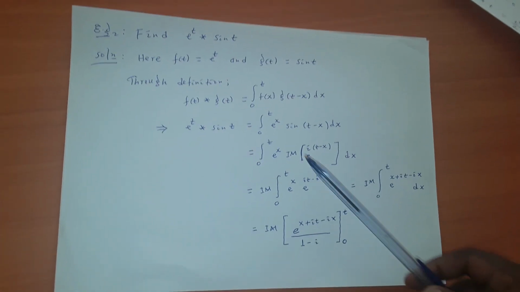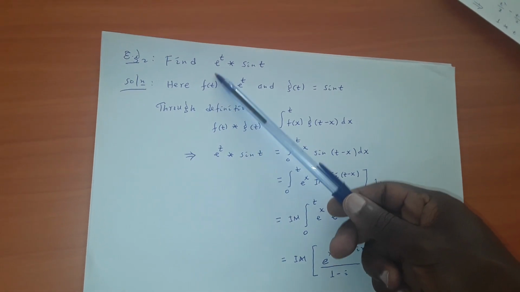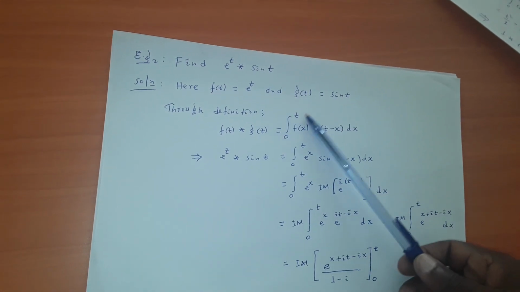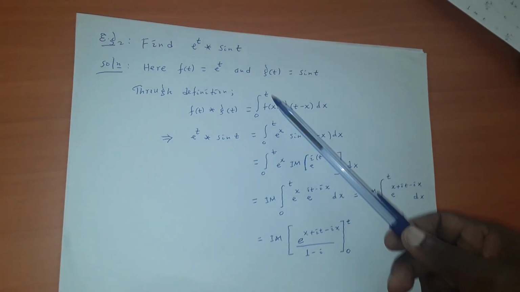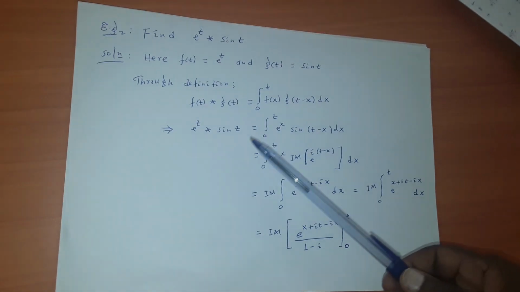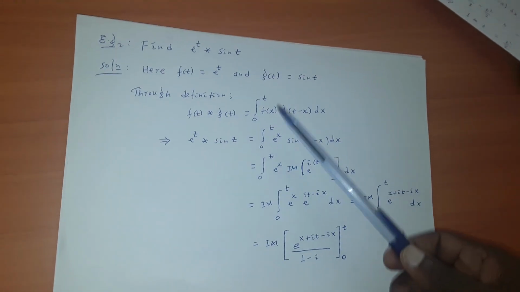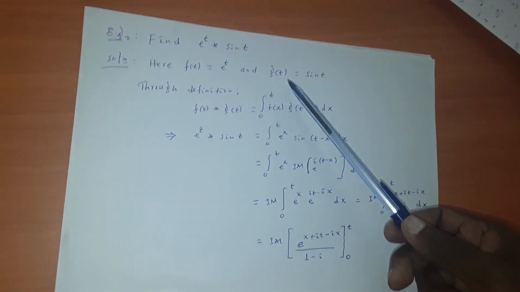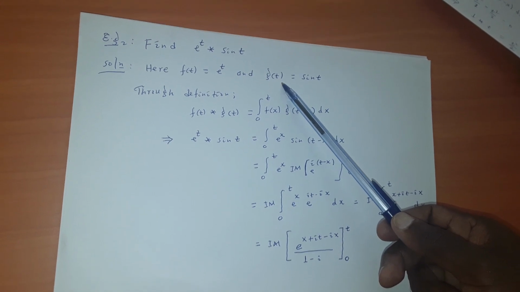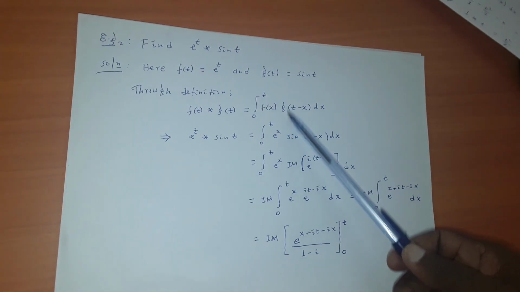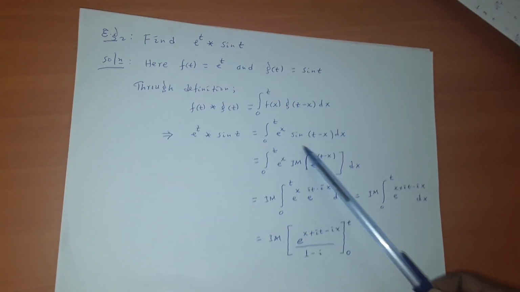Again, we have another instance. We have f of t is e raised to t, and g of t is sine t. Through the definition, we have the convolution of f and g from 0 to t as usual, like we did before. So f of x is e raised to x here. Since g of t is sine t, for g of t minus x we replace t by t minus x, so that we have e raised to x sine of t minus x.